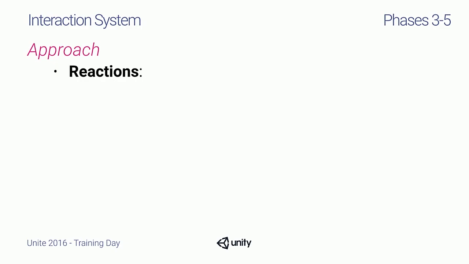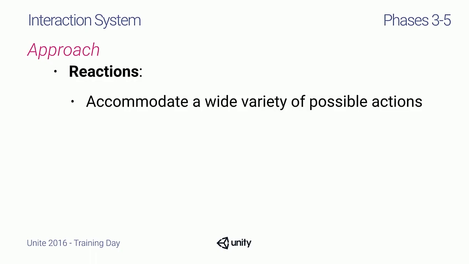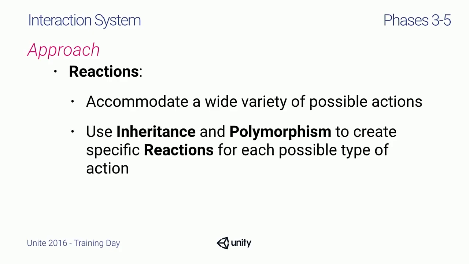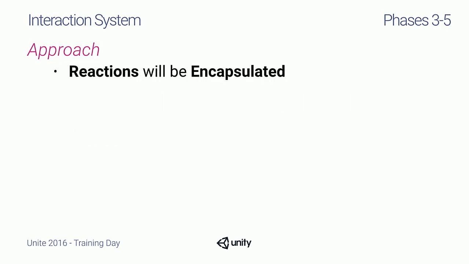Now we're going to have reactions. And reactions can be a whole bunch of different things. Playing animations, setting and displaying text, loading scenes. And so if we're playing animations, they can be an animation reaction, we can have a text reaction, we can have a scene reaction, and so we're going to use inheritance and polymorphism to create these specific reactions for each possible type of reaction. Now, these reactions are going to be encapsulated.